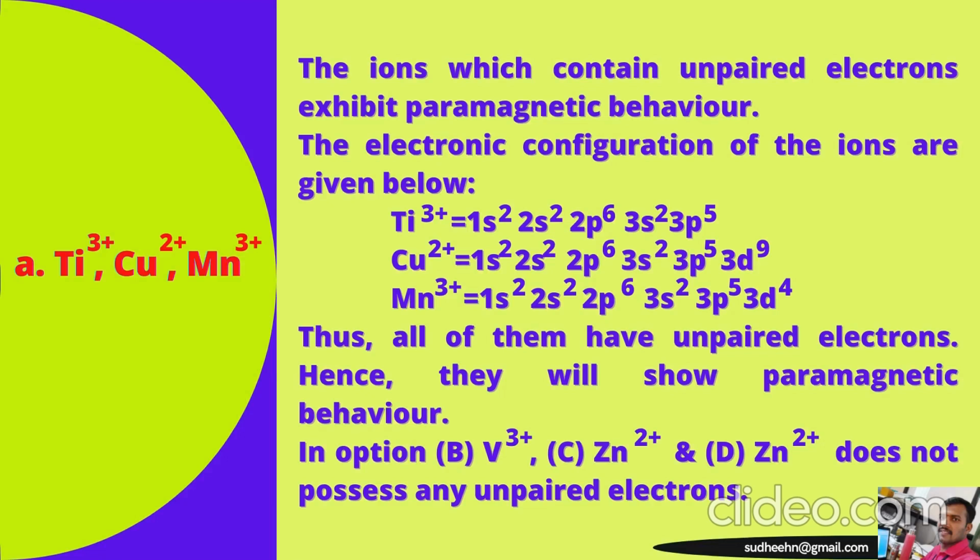In option B, V3+, Zn2+. Zn2+ does not possess any unpaired electrons.